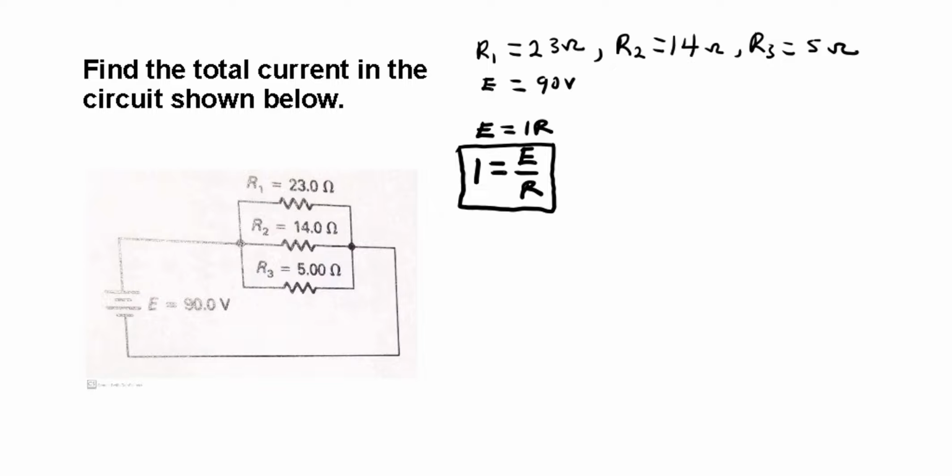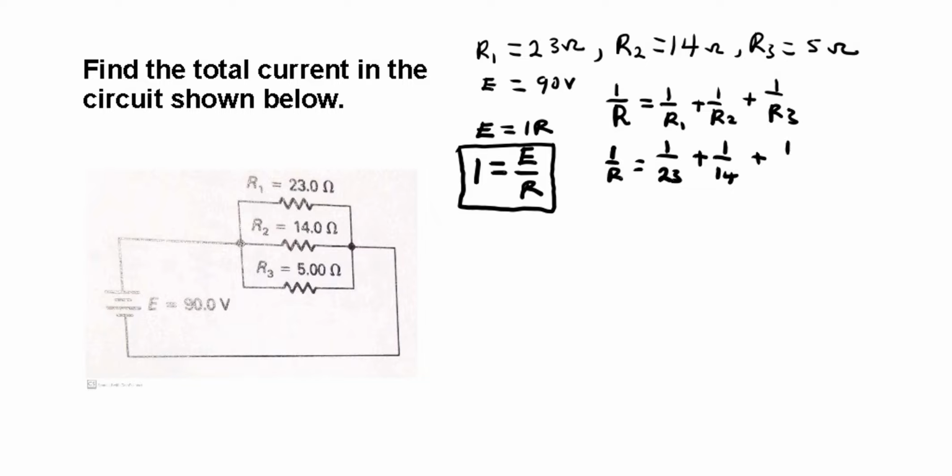Here, the equivalent resistance we know, 1 over R is equal to 1 over R1 plus 1 over R2 plus 1 over R3. Then 1 over R is equal to 1 over the value for R1, which is 23, plus 1 over the value for R2, which is 14, plus 1 over R3, where the value for R3 is 5.